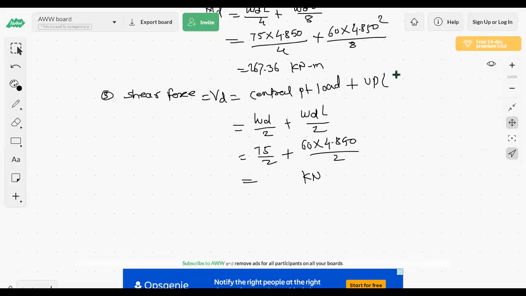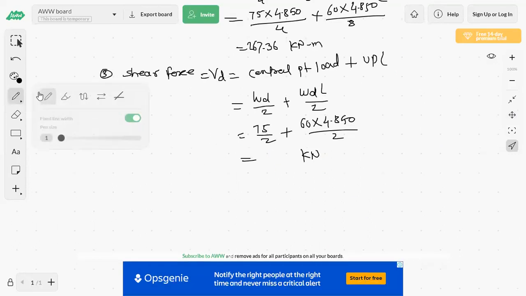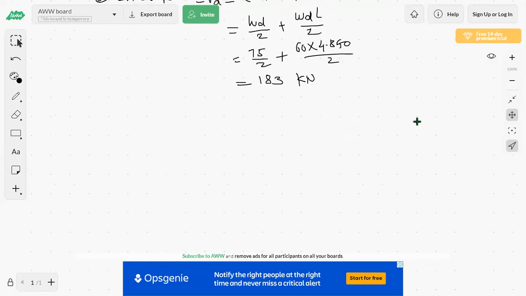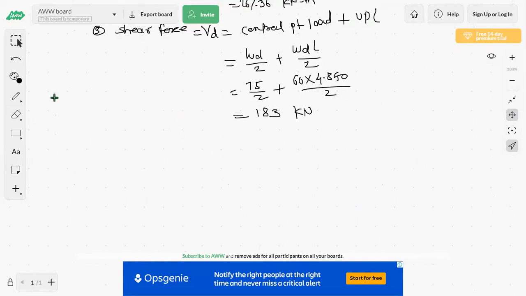183. Swapnil, correct. Okay. 183 kilonewton. Okay, so here we have calculated the shear force, bending moment and factored load. So now step 2, calculate plastic modulus.